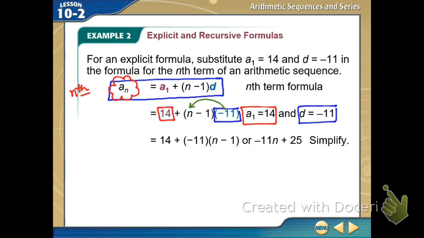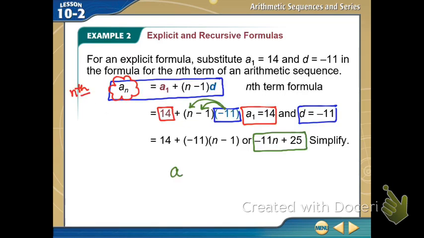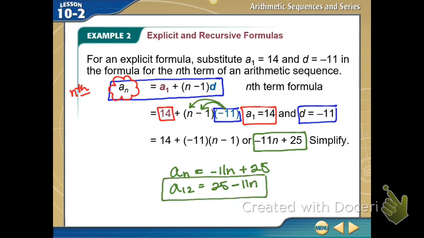So I'm going to distribute the negative 11. That would give me 14 plus negative 11 plus positive 11 minus 11n, and then I want to simplify this all the way down. So my nth term formula is going to be a sub n equals negative 11n plus 25. Or you can write this as 25 minus 11n. So this is what we call an explicit formula because you're solving so that you can find the nth term, and you should be plugging in n. It's a function of n, the place number that you're at.